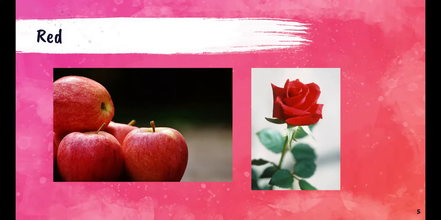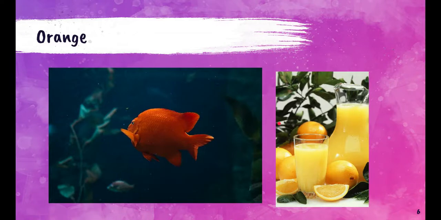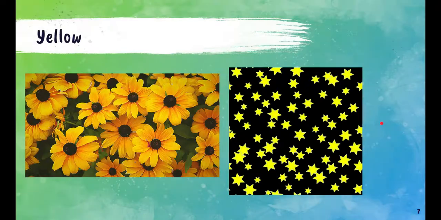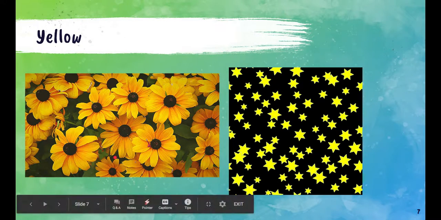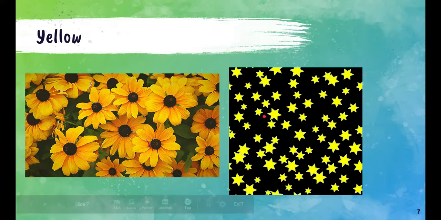Listen. I see the red apples. I like the red rose. I love the orange fish. Do you like orange juice? I see the yellow flowers. Do you see the yellow stars?